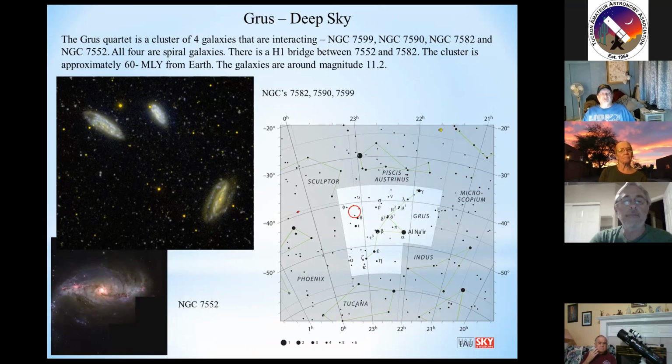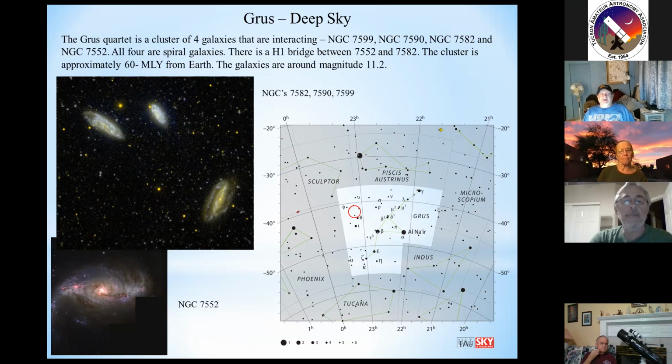You probably can't see the bridge with any kind of moderate telescope. You probably need a big telescope or a radio telescope to see it, but it's there. The entire cluster is about 60 million light years from Earth. All of the galaxies are around magnitude 11.2, so you could see them in a modest telescope.